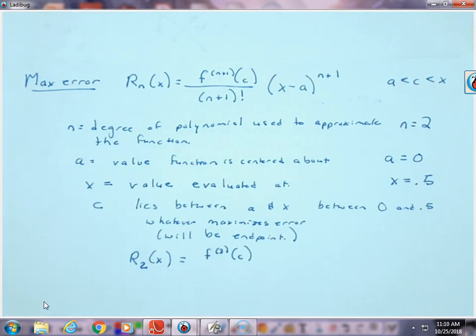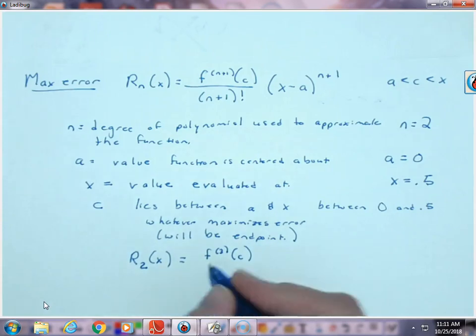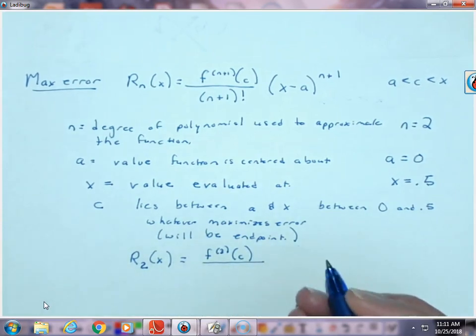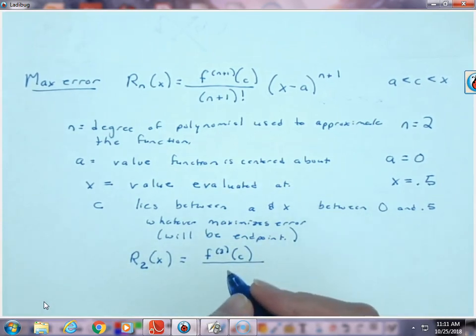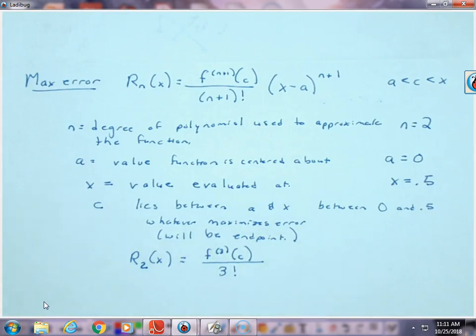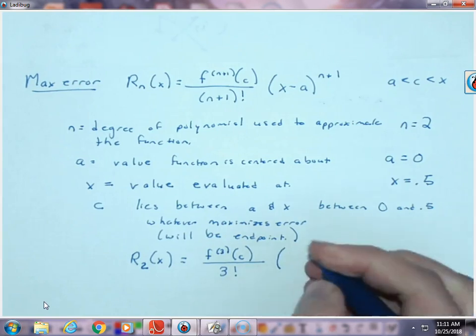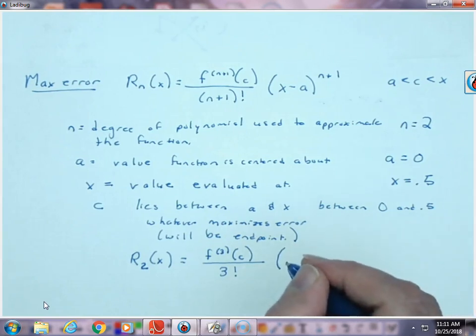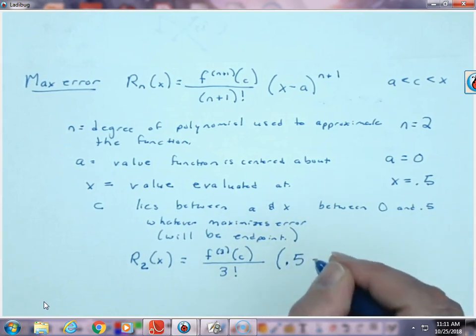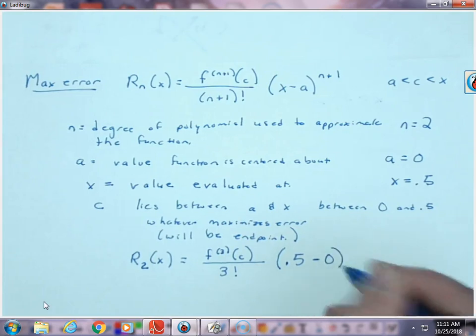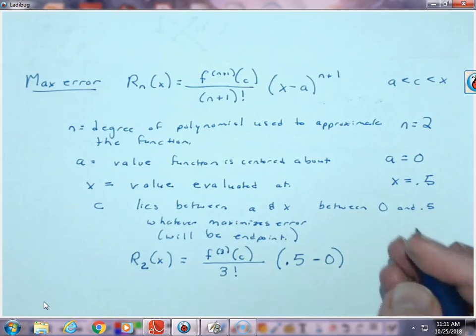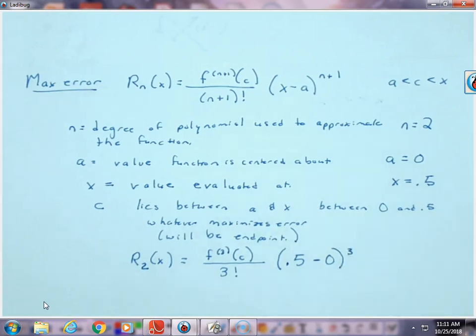So you're going to put that value into the third derivative over what factorial? 3 factorial, because n is 2. And then we're going to have x minus a, my x, where I'm evaluating this function, as 0.5, minus what it's centered about, and raised to the what? Third power. So that's what I have to figure out. It's just going to be a number answer.